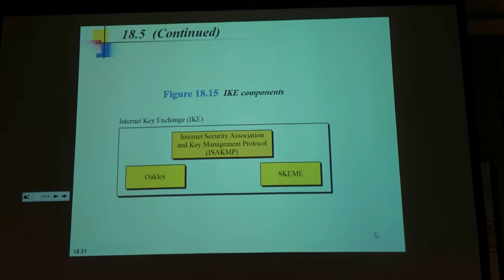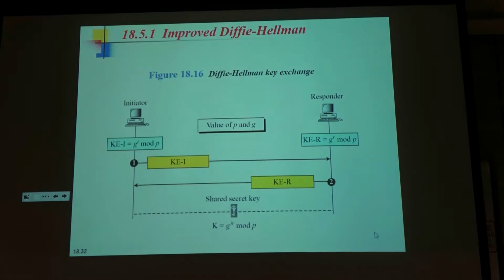So there are 5 ways. The first thing is improved Diffie-Hellman. So, Diffie-Hellman key exchange. You know in Diffie-Hellman what we do, both parties have to choose P and G, right?